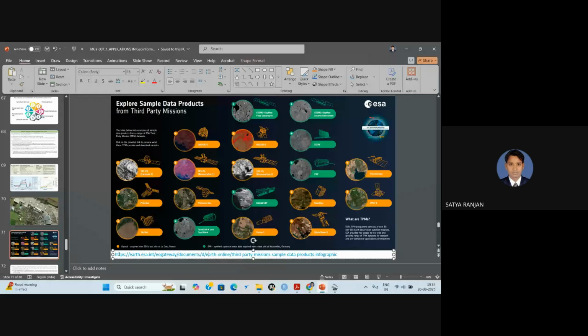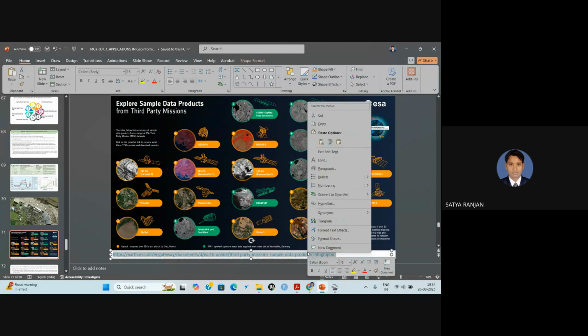So this is one example of a satellite image. You can also download some sample data from this. These are satellite images of high resolution satellites. You can download from this link. From this link you can download. Suppose I just give you an example.